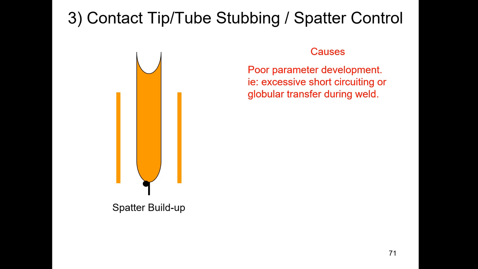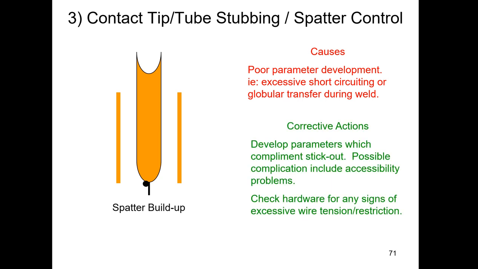And also be careful of lipping. There's actually a condition where weld metal will be all the way through that contact tip from the top to the bottom, and it'll come out looking like a little tongue. It won't be a little spatter ball. It'll come out looking like a little tongue. So we have to develop some parameters to complement the stick out. We have to make sure that we're far enough away. Now, you could have accessibility problems that are putting you in this case as well.